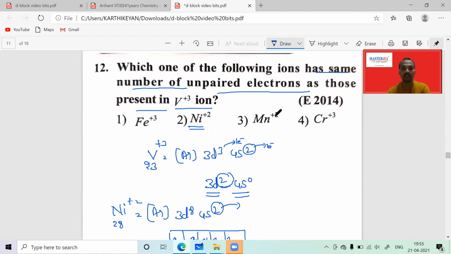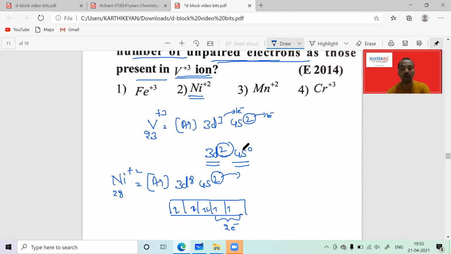So which one of the following ions has the same number of unpaired electrons as those present in vanadium +3? Vanadium +3, how many unpaired electrons is it having? 2 unpaired electrons. In a similar way, nickel +2 also has 2 unpaired electrons only, these two. Okay, like this we can easily find this out.